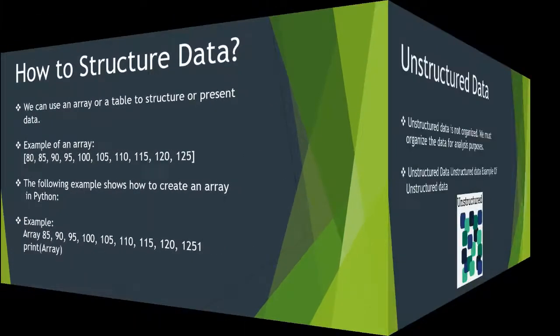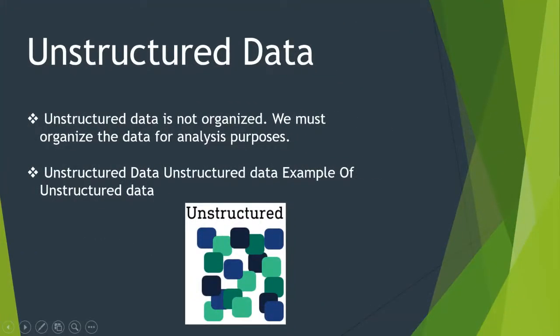And then unstructured data looks like this. The data will be mismatched, it will not match, the colors will be different, and unstructured data is not recognized. We must organize the data for the analysis process using the data science components, such as domain expertise, statistics, etc. This is an example of unstructured data. As I said, it will be mismatched, and the colors will be different.